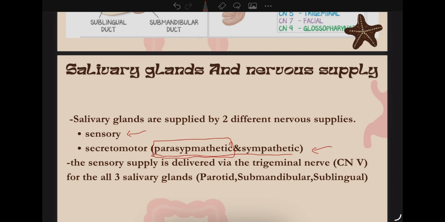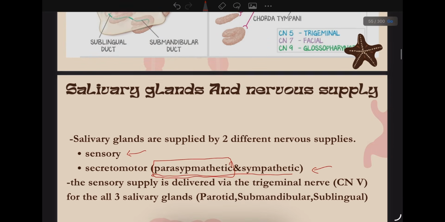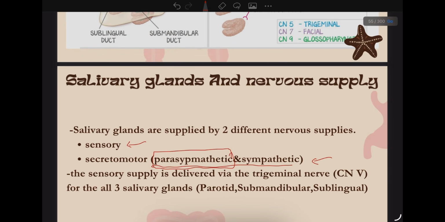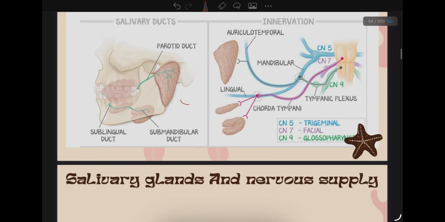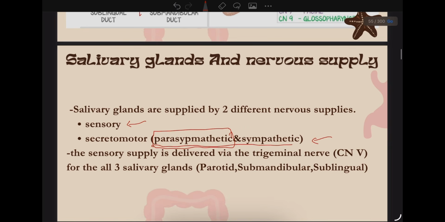First let's start with sensory innervation. It's going to be for all three glands that we have: the parotid, the submandibular, and the sublingual, which are our three salivary glands. The three of them have their sensory supply from the trigeminal nerve, or cranial nerve number 5. Does that make sense?